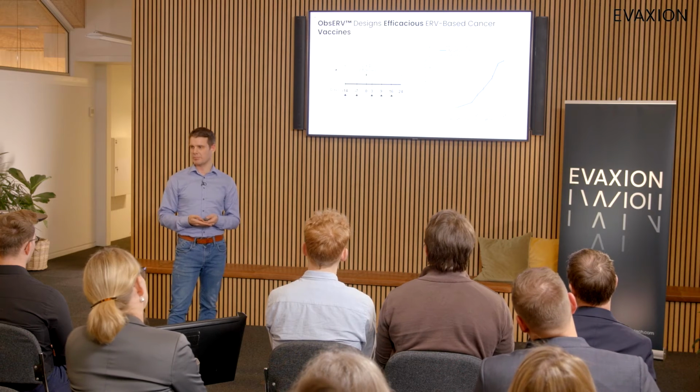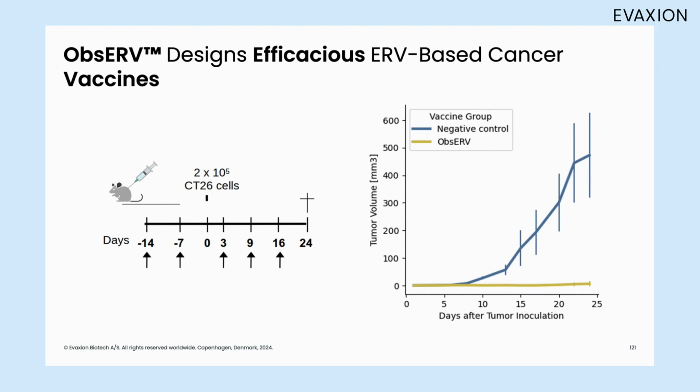So if you look at the plot to the right, then you can see how the tumor develops over time. It's a time course where you have the number of days after tumor inoculation along the first axis, and then you have the tumor volume on the y-axis. You can see that the negative control increases its volume exponentially, as expected, whereas the ObsERV designed vaccine actually completely prevents development of the tumor.